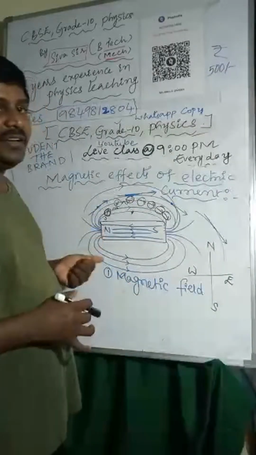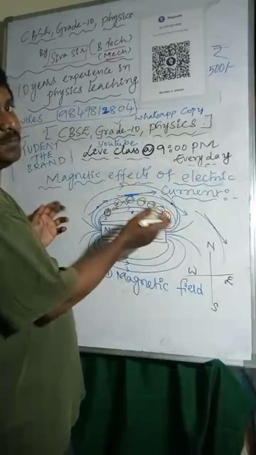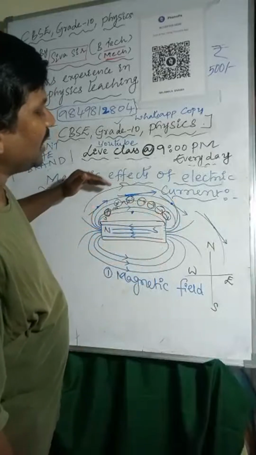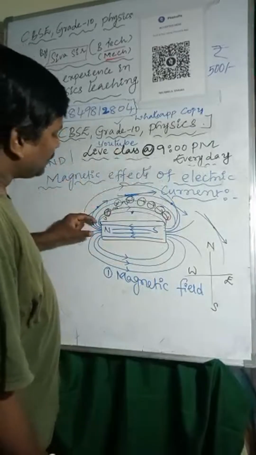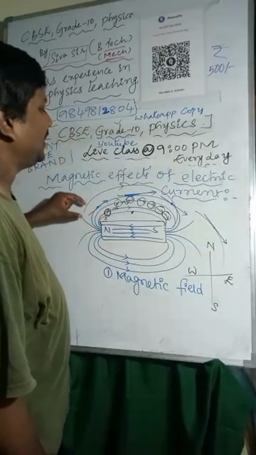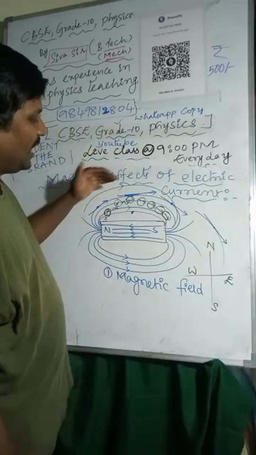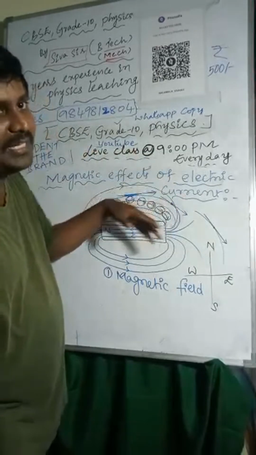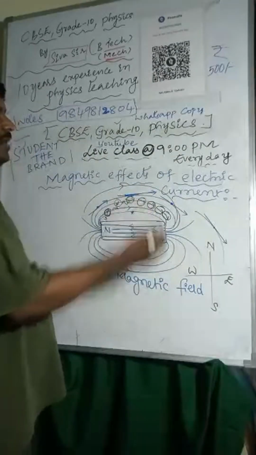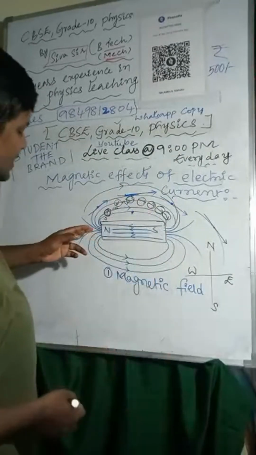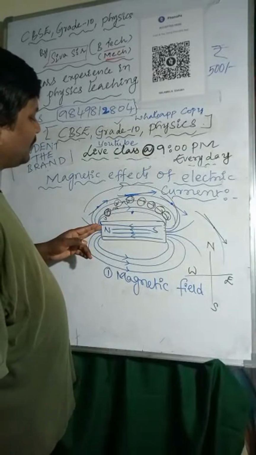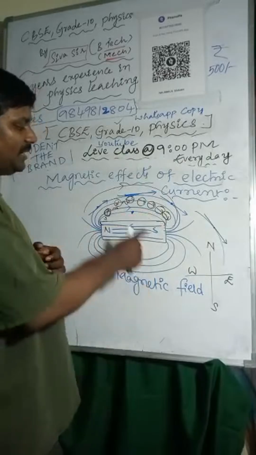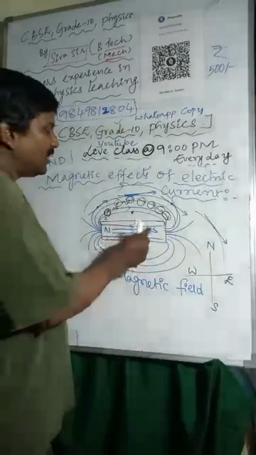So the magnetic field lines are leaving the north pole and reaching the south pole. From this point, the magnetic field lines are moving away from it, and to this point, magnetic field lines are reaching. So outside of the bar magnet, magnetic field lines are from north to south. Inside of the bar magnet, south to north.